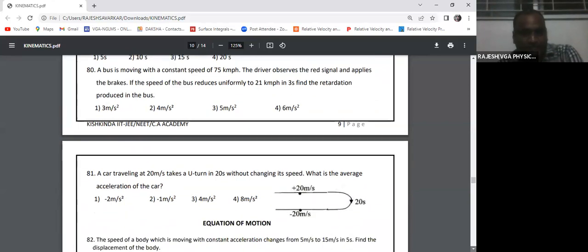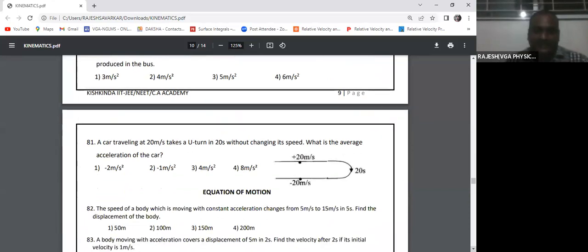Retardation produced is 5 meters per second. Here, see, initial speed is 20 meters per second, final speed also 20 meters per second. But because it is taking a turn, that means it is going in the opposite direction. The final velocity is minus 20 meters per second. So what is the acceleration?